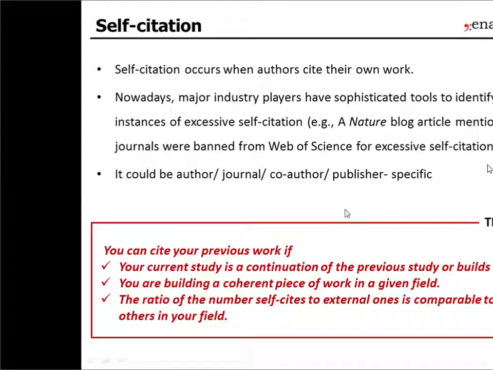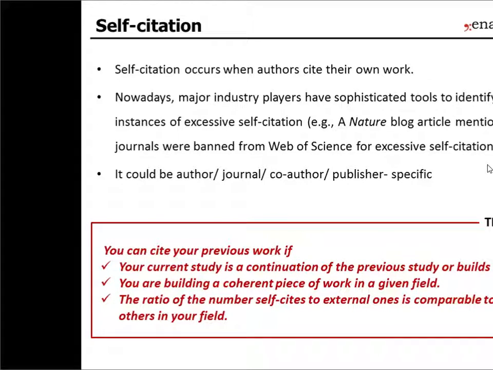You can only cite your previous work if your current study is a continuation of your previous study, if you're building a coherent piece of work. As I said, if I was working on a specific medicine which was used to treat a certain condition, and I'm trying to investigate all the aspects around it, then I can cite my previous work. Again, if I'm using research that I've done in my previous work, it has to be paraphrased and the citation should be provided.